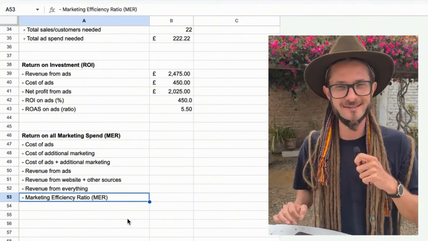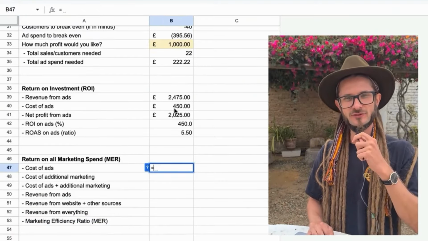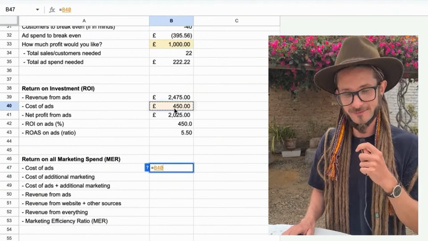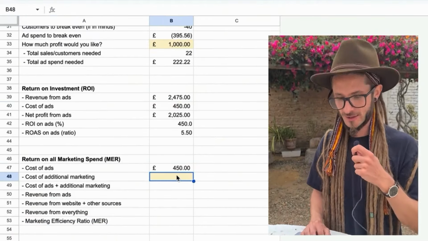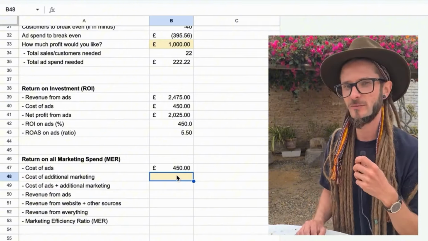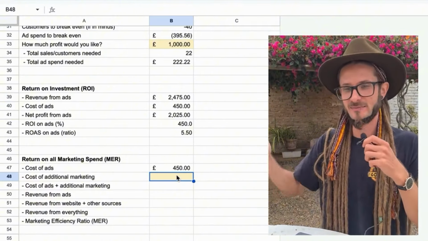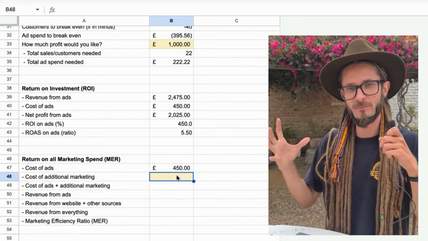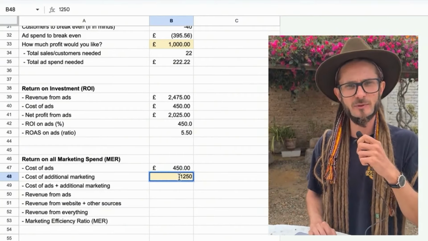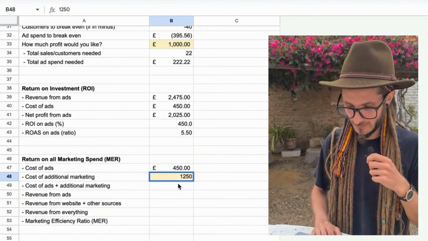Super, super advanced level stuff. So the cost of the ads is £450. So I just need to link up that cell there. In the next field, I've labeled it yellow so that you know that this is the additional cost of all marketing. So say, for example, you've got influencer marketing, you're running email marketing, you're running SMS marketing. All of these costs combined can go in here. So in this example, we've got £1,250 for additional marketing costs.